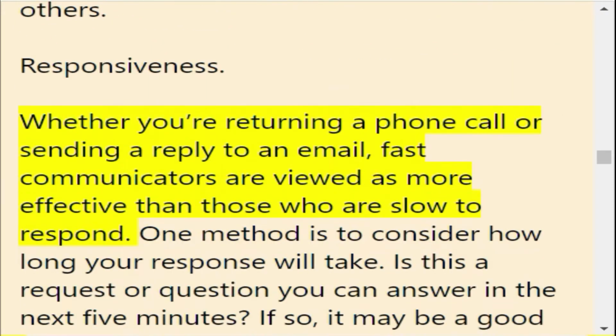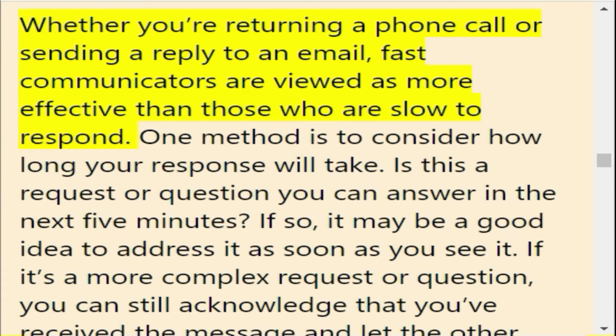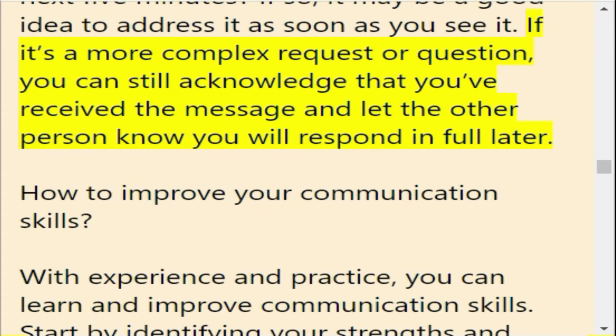Responsiveness. Whether you're returning a phone call or sending a reply to an email, fast communicators are viewed as more effective than those who are slow to respond. One method is to consider how long your response will take. Is this a request or question you can answer in the next 5 minutes? If so, it may be a good idea to address it as soon as you see it. If it's a more complex request or question, you can still acknowledge that you've received the message and let the other person know you will respond in full later.